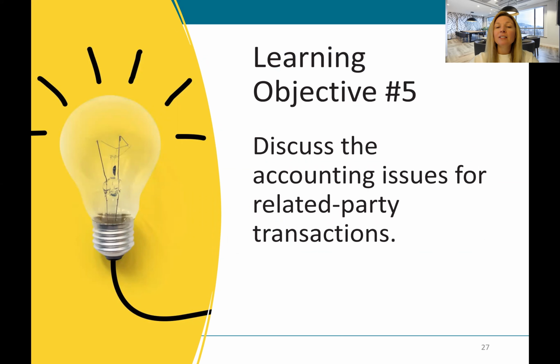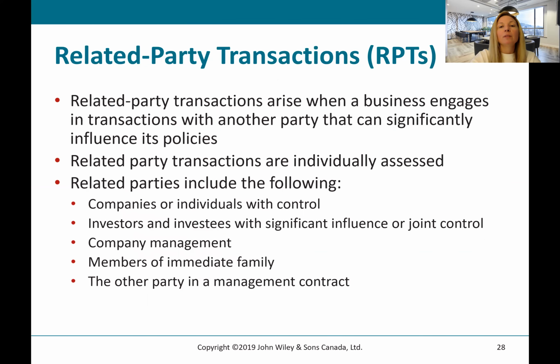Objective number 5: discuss the accounting issues for related party transactions. Related party transactions arise when a business engages in transactions with another party that can significantly influence its policies. Related party transactions are individually assessed, and they may include the following: companies or individuals with control, investors and investees with significant influence or joint control, company management, members of the immediate family, or another party in the management contract.